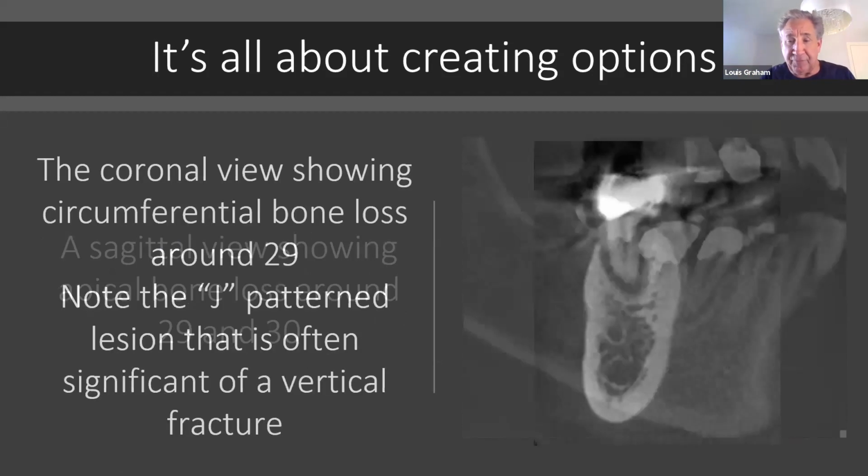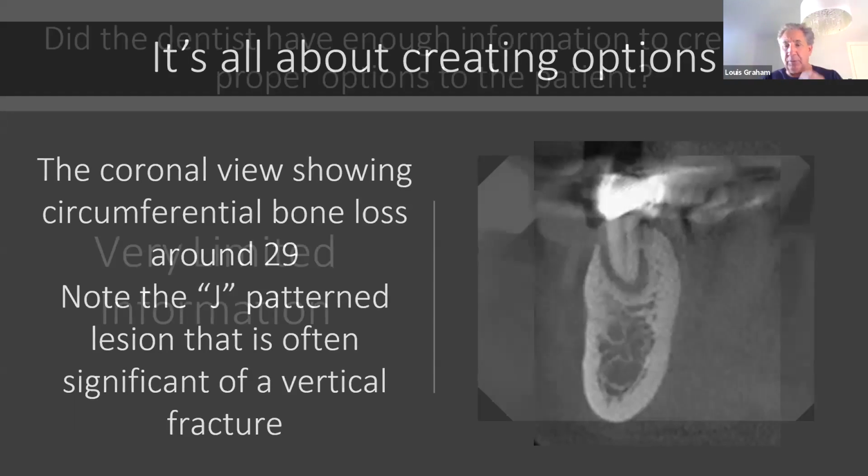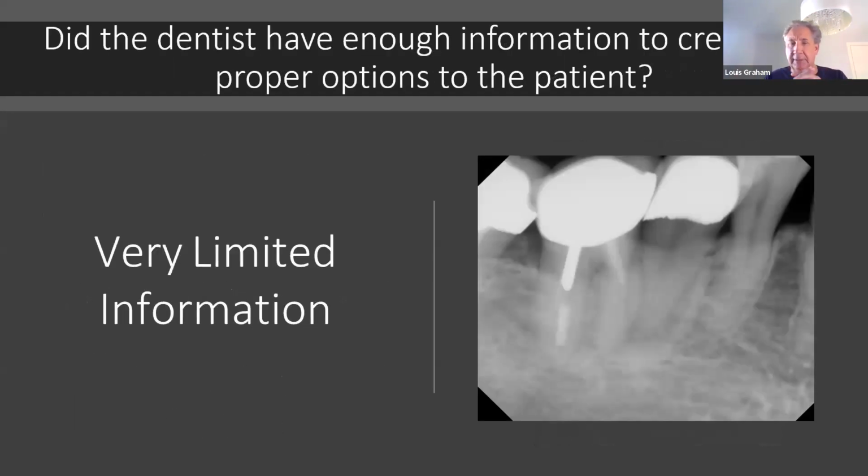I need more information. Now with 29, I may have a J lesion, which often may be representative of a fracture, a vertical fracture. So now when I want my endodontist to come on and look at this, I know what I'm looking at. Now I'll let my endodontist come on and look at this. Is this tooth worth saving? You can see the wraparound defect coronally. Look at the 2D image.